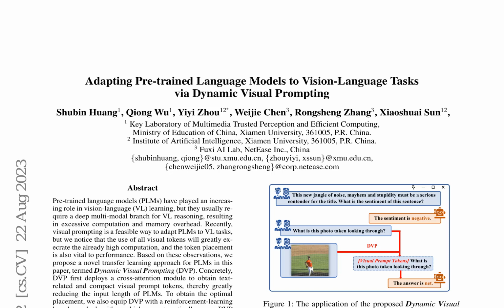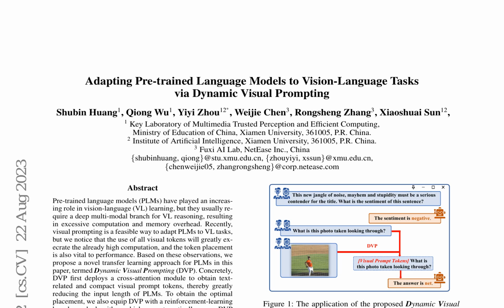Title: Adapting Pre-trained Language Models to Vision Language Tasks via Dynamic Visual Prompting. This paper introduces a novel transfer learning approach called Dynamic Visual Prompting (DVP) for adapting pre-trained language models (PLMs) to vision language (VL) tasks. The proposed method aims to reduce the computational and memory overhead associated with adapting PLMs to VL tasks, while maintaining performance.